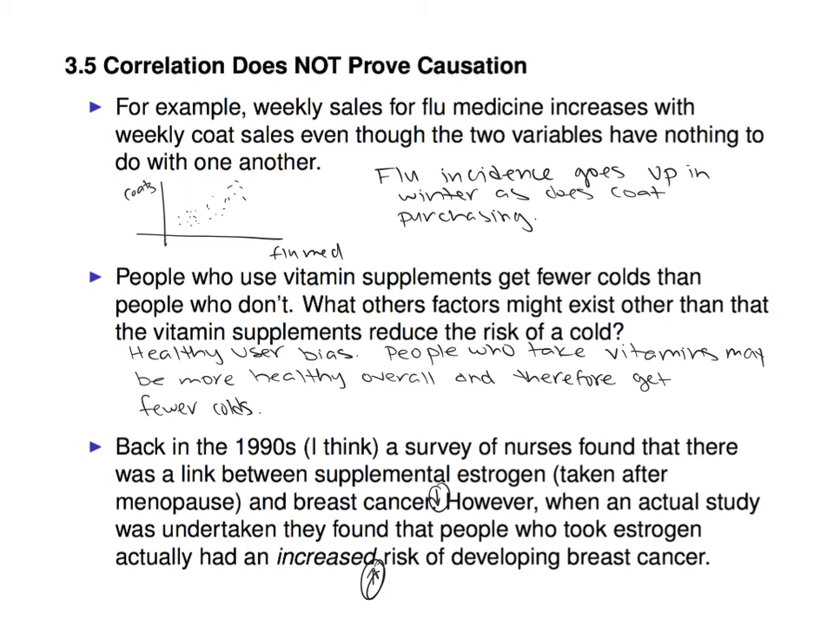People that were taking estrogen in the 90s were taking it because they thought it was healthy, and they tended to smoke less, drink less, eat less, exercise more, and all of those things made it appear as if the estrogen was causing a lower rate of breast cancer when it actually wasn't.